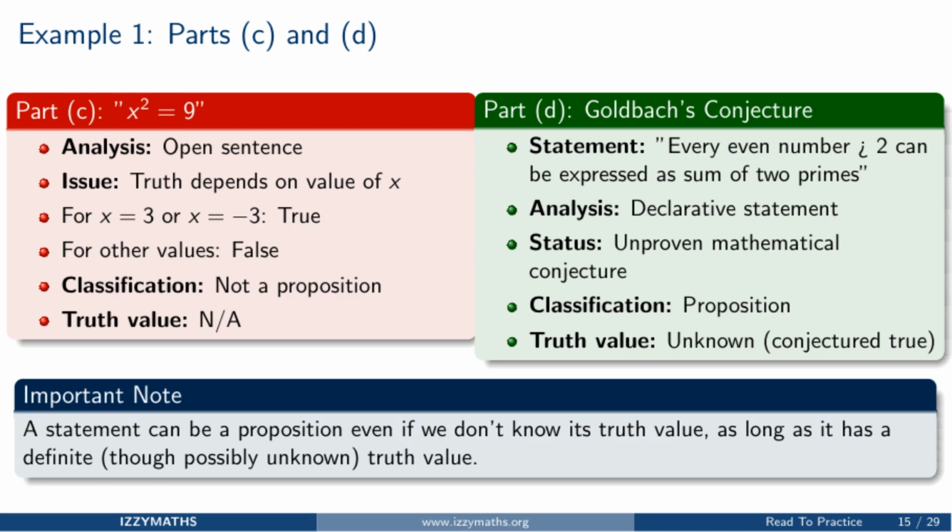Classification, this is a proposition. Truth value, unknown, though conjectured to be true. An important note, a statement can be a proposition even if we don't know its truth value, as long as it has a definite though possibly unknown truth value.